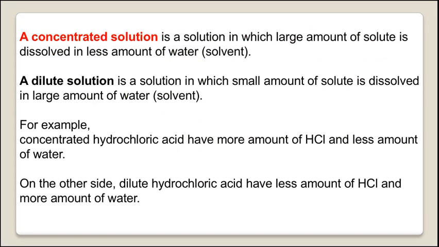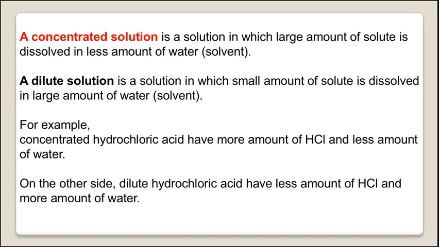Concentrated acids are the acids which have a huge amount of acid in them and a small amount of water. Like if I take the example, concentrated HCl means a large amount of HCl and less amount of water. Concentrated solutions generally have 98% acid and 2% water, whereas dilute solutions have a large amount of water as solvent, whereas less amount of acid as solute.